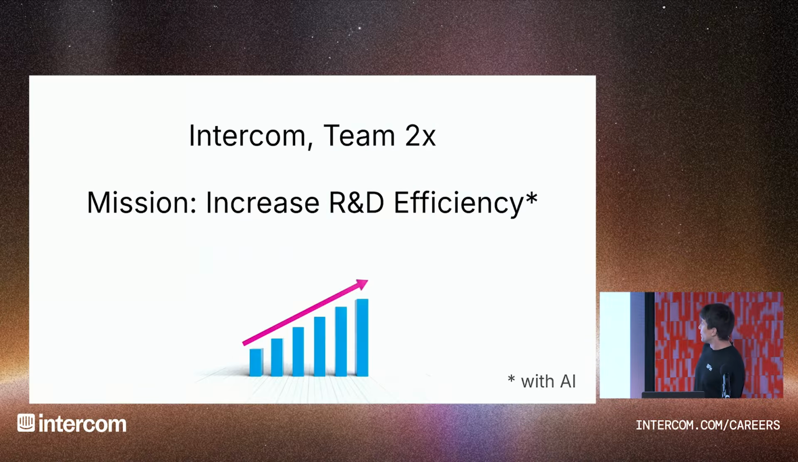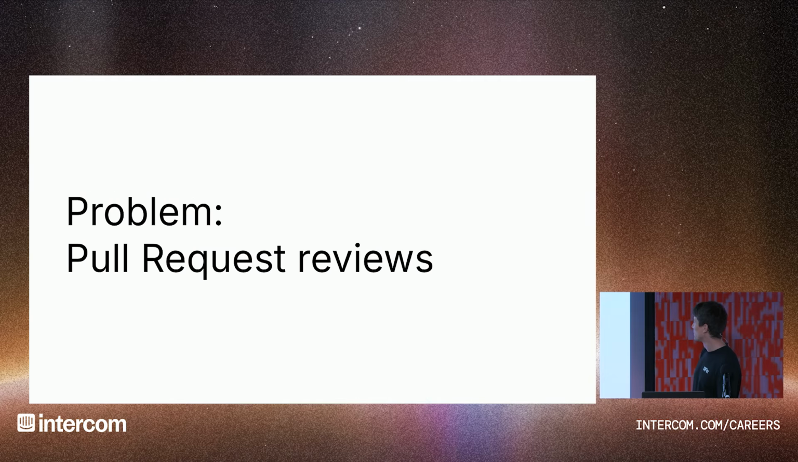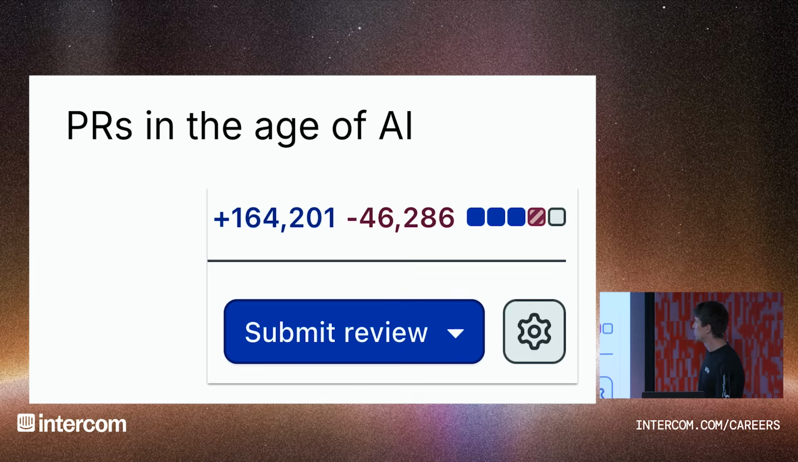So we organized an effort, Team 2X, with the mission to increase R&D efficiency, with the asterisk, with AI. Of course, with AI, everything with AI. And the first problem we tried to tackle is pull request reviews. And you might ask yourself, what's the story?